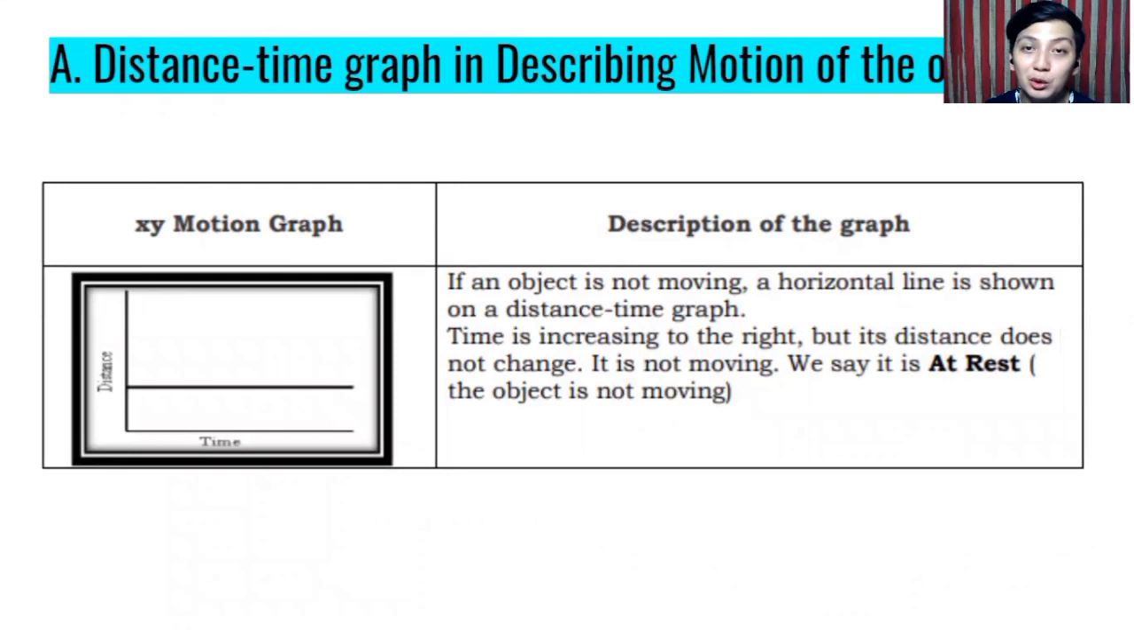So, for us to be able to interpret, these are some examples. Letter A: distance-time graph in describing motion of the object. So, X and Y motion. Ito yung nakita nyo kanina, right? So, when you see this graph, if an object is not moving, a horizontal line is shown on a distance-time graph. Time is increasing to the right, but its distance does not change. It is not moving, so we say it is at rest. Kasi hindi naman siya nagbago ng position, right?